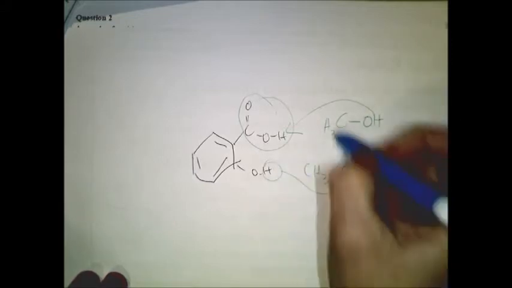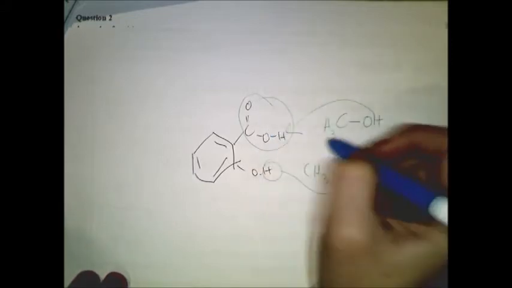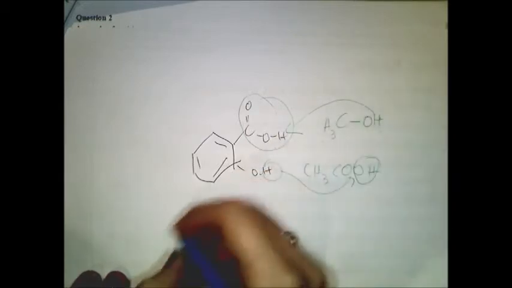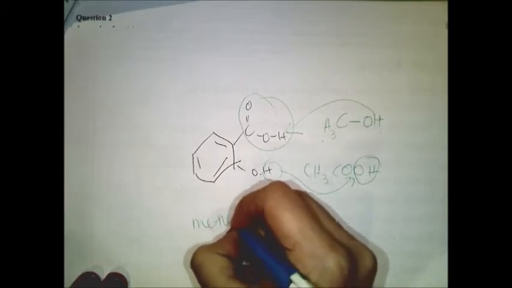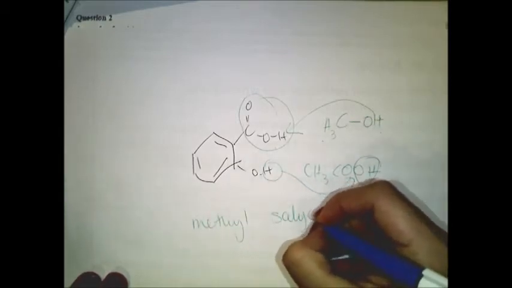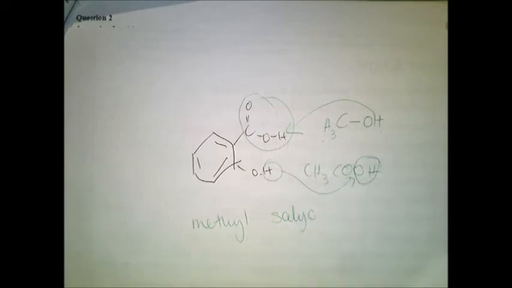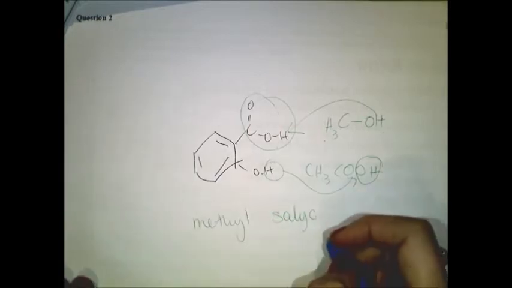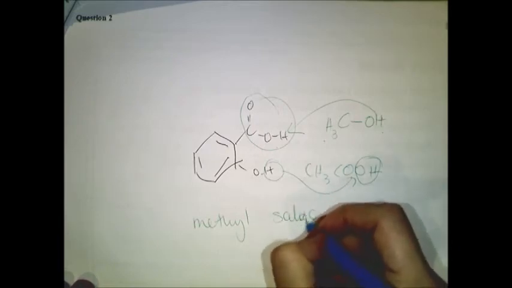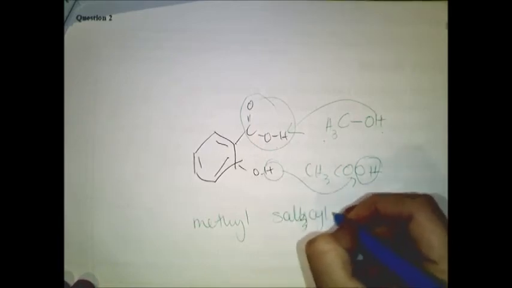So here we would have producing. So each of them are producing an ester. In this case, if we add methanol plus salicylic acid, we would get methyl salicylate. And salicylate, make sure I do not get the incorrect spelling for that. So we would get methyl salicylate.